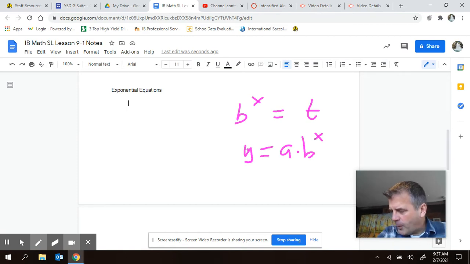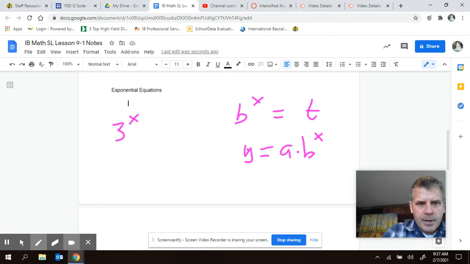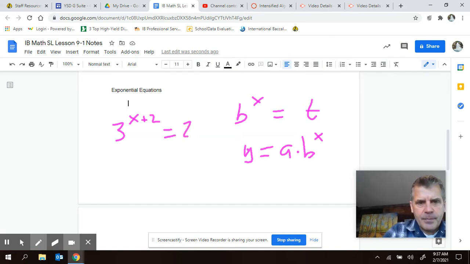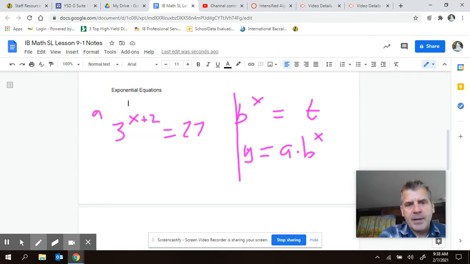This is example 4. These are kind of fun. You have to look at 3 to the x plus 2, and that's being equal to 27. So at first glance, and this is A, it's like, what the heck's going on here? Well, there's this really simple rule, and that says this.